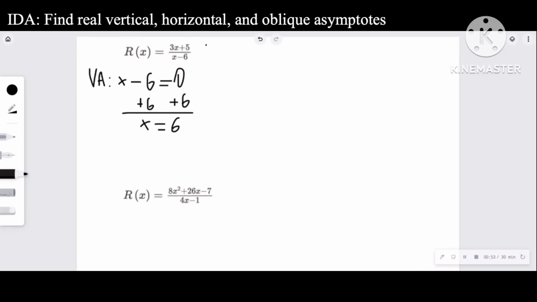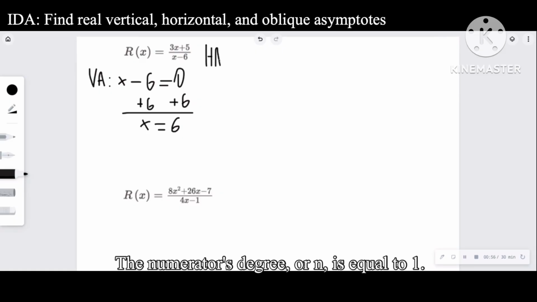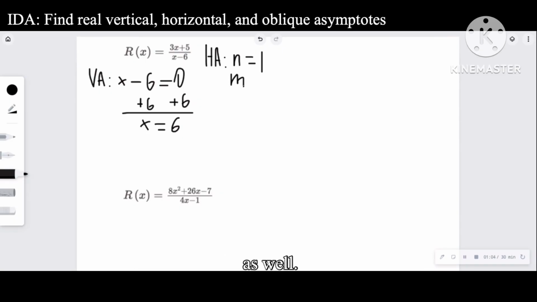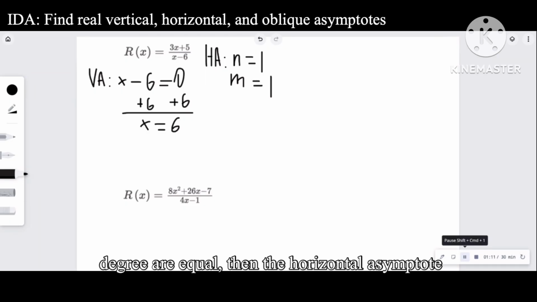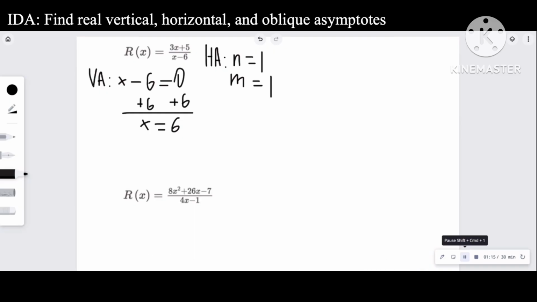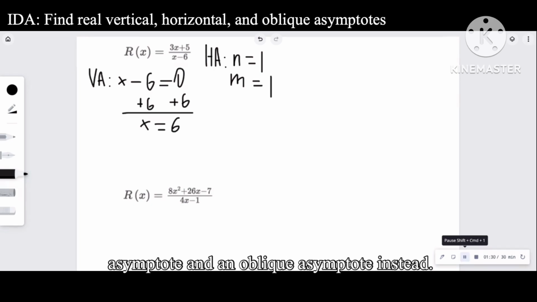The horizontal asymptotes are based on the degrees of the equation. The numerator's degree, or n, is equal to 1. The denominator's degree, or m, is equal to 1 as well. If the numerator's degree and denominator's degree are equal, then the horizontal asymptote will be based on the coefficient ratio of the equation. If the numerator's degree is smaller than the denominator's degree, then the horizontal asymptote will be 0. If the numerator's degree is bigger than the denominator's degree, there is no horizontal asymptote and an oblique asymptote instead.